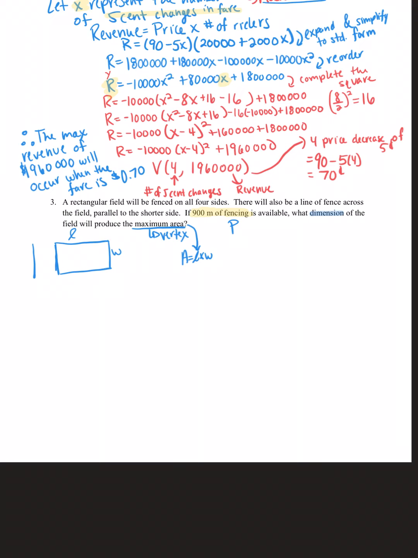So it says a rectangular field will be fenced on all four sides. There will be a line of fence across the field parallel to the shorter side. What dimensions of the field will produce the maximum area? So we know now, based on where all of the fencing is going, that we're going to have a length here, we're going to have a width here, and we're going to have a width of fencing there as well. So if we were trying to represent our perimeter, we can see that we have 2 lengths, plus we have 3 widths that we're going to need to cover with fencing. And we know that the perimeter of all of that is going to be 900.